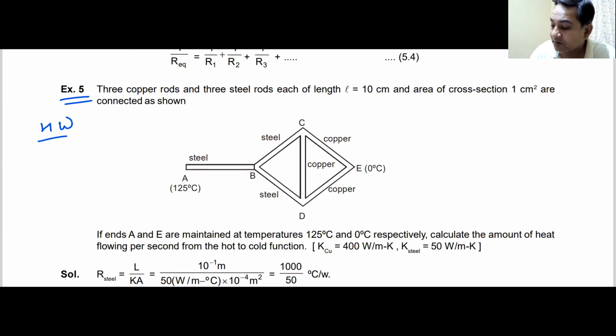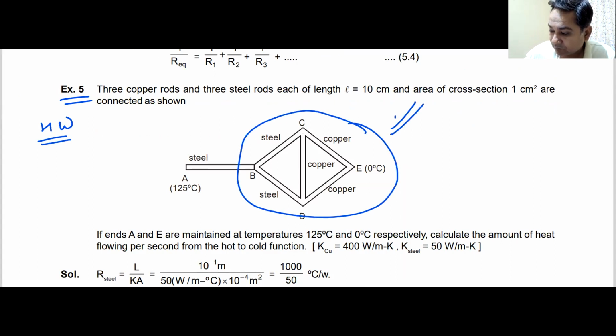Does this diagram remind you of something? Steel, copper, copper, steel, copper. Does it remind you of anything? Yes, sir. What? No? Okay. Wheatstone Bridge. Yes, it's like a Wheatstone Bridge. It is not just like a Wheatstone Bridge, it is a balanced Wheatstone Bridge, bacha. It is a balanced Wheatstone Bridge.